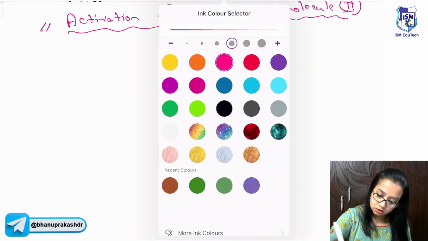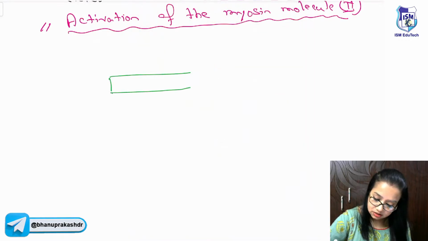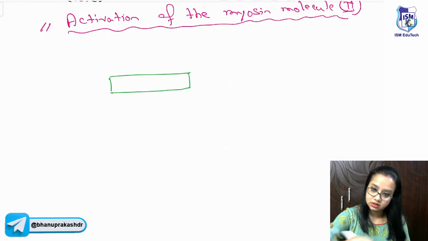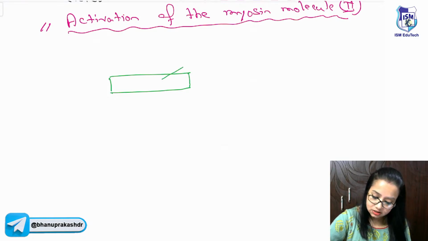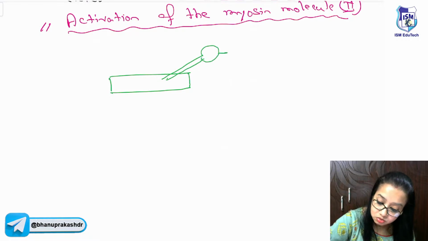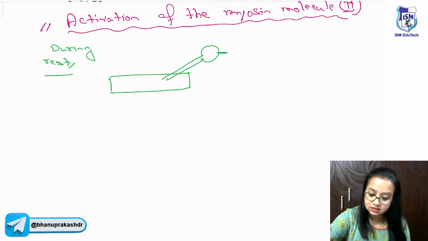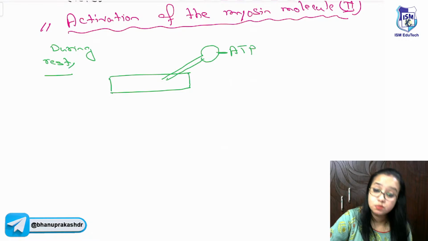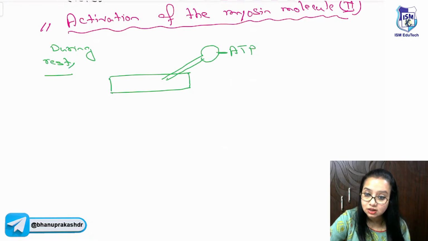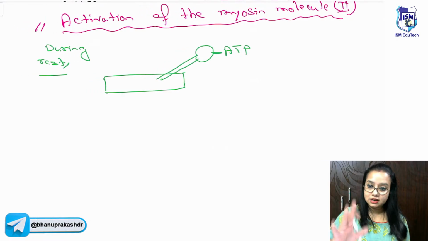Okay. Now, if we draw it briefly for our understanding, say this is the tail, I'm just drawing opposite. Now, say this is the neck region and this is the myosin head. Now, in the myosin head, what is attached during rest? That is during resting condition when there is no contraction. It has an ATP attached to the myosin head. This is the head, this is the neck, and this is the tail. That is the heavy chain.